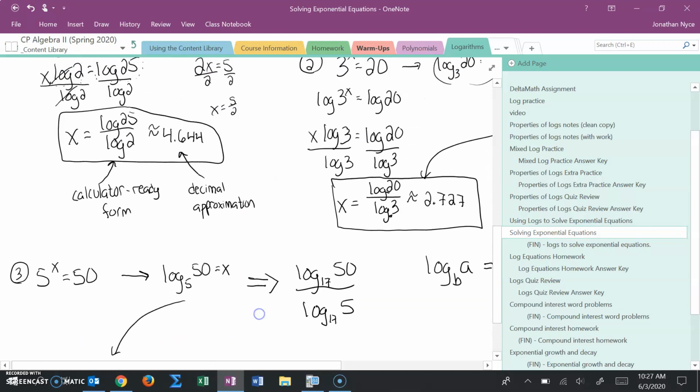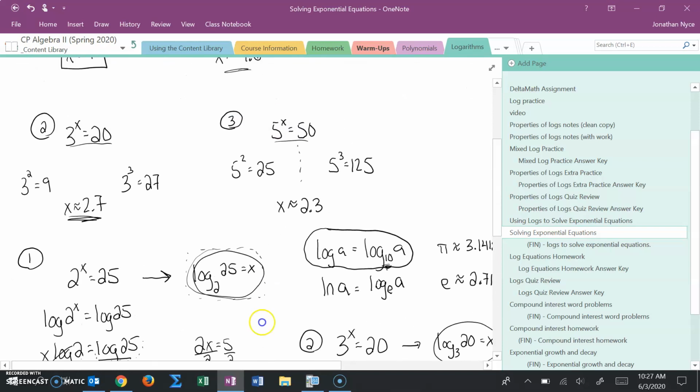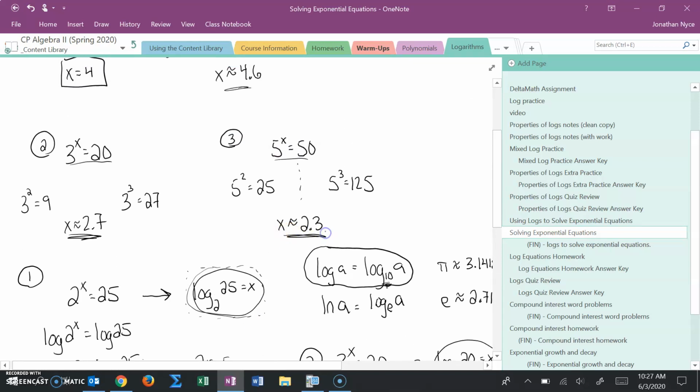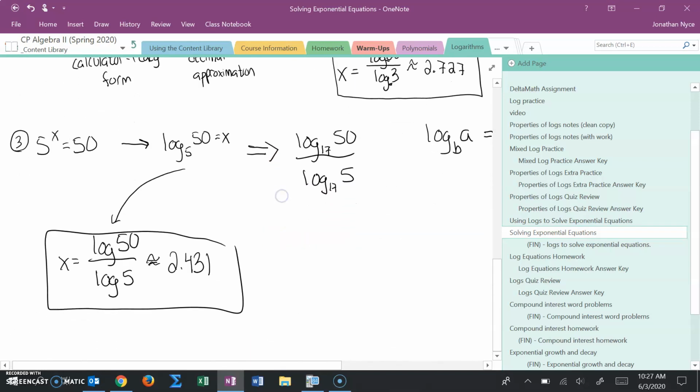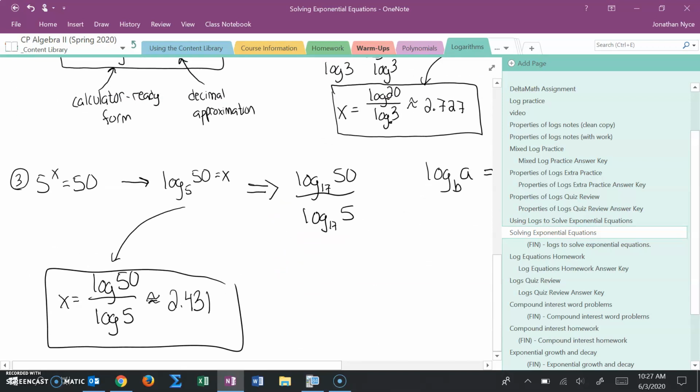And again, from our guess up here, number 3, we guessed 2.3. We ended up with 2.431. So that's it for today. Just a quick thing on solving logarithmic equations.